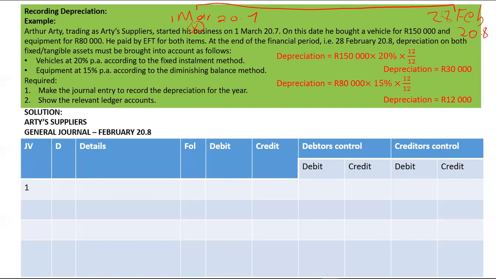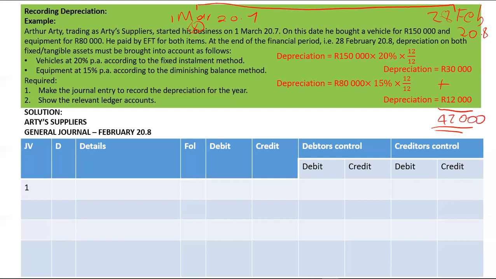So the total depreciation for the current year will be the depreciation on vehicles plus the depreciation on equipment. When you add these two, when you add 30,000 and 12,000, you will get the total depreciation of 42,000.